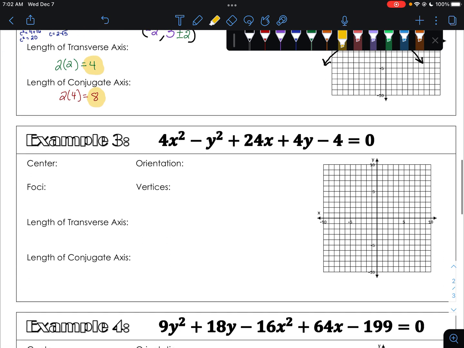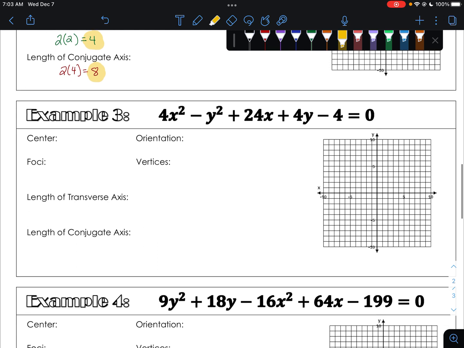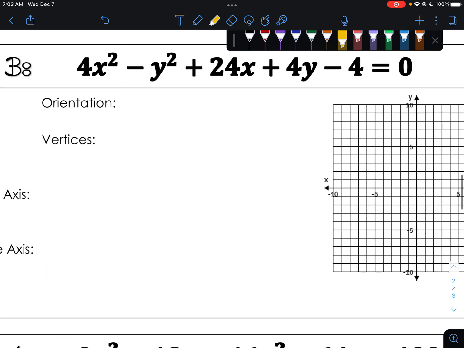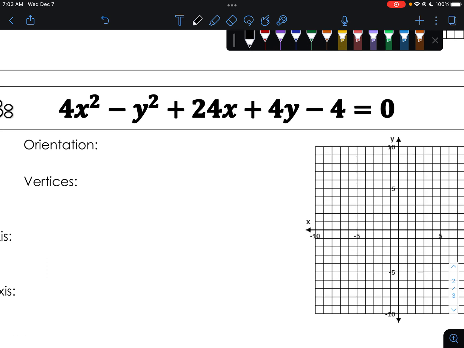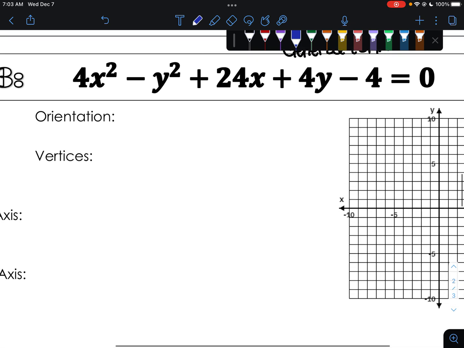So looking at the next one, I'm not going to worry about graphing as much as I am going to be about completing the square, and then you can pause the video and find all the information we need to find. So here we go. This is in general form. I know how much y'all love general form. Okay, so when it's in general form, that's where we have to put it into standard form, which is the form we like because we can get all our information.